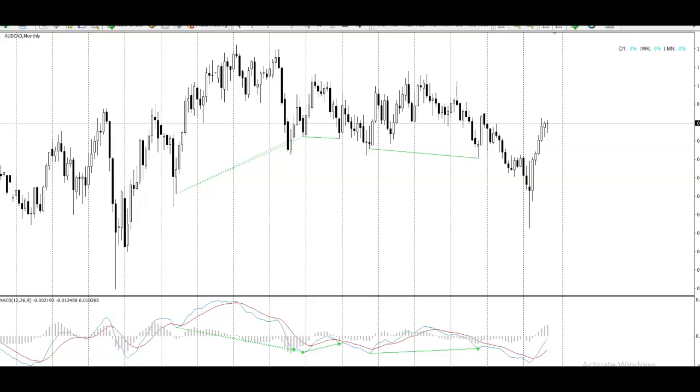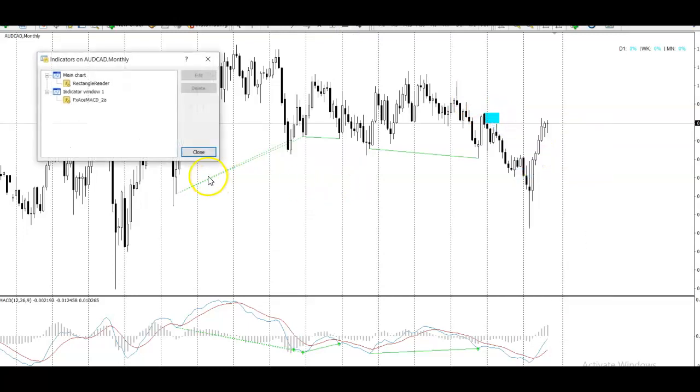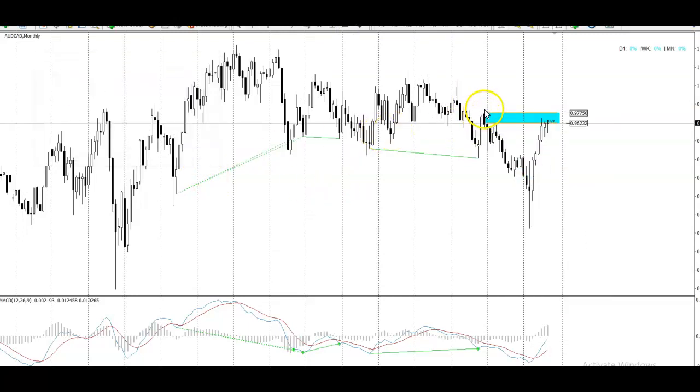Okay, so this one is on the Australian dollar CAD. You can see we've had this nice up leg here, and where it's been rallying into on the monthly chart is this area here. Now this is the area that was the start of this huge leg down. And you can see the market is starting to slow down as we move into the lower time frames. You'll see the market slowing down as it's entering this area.